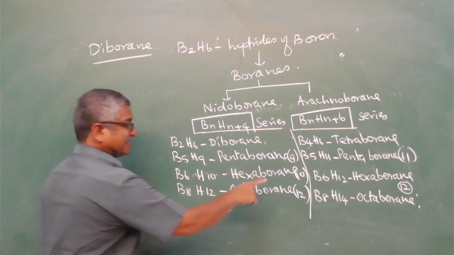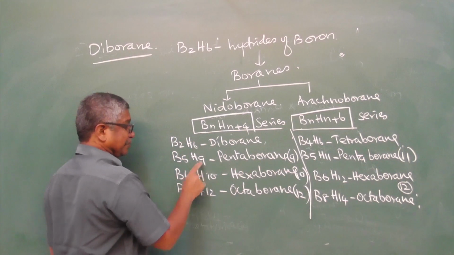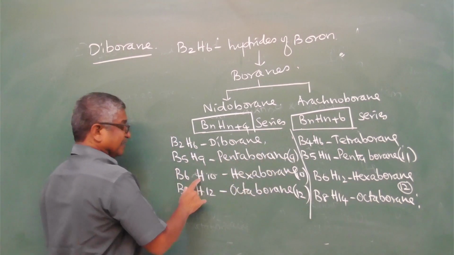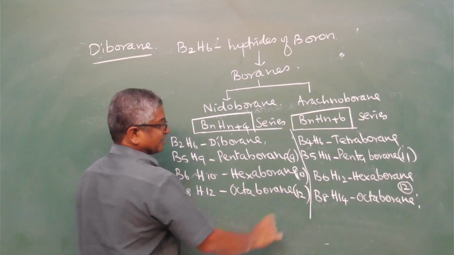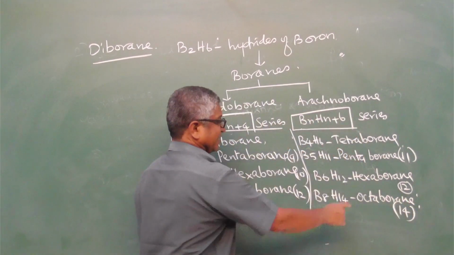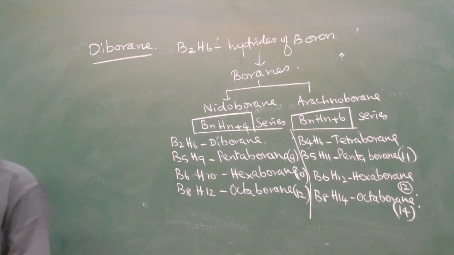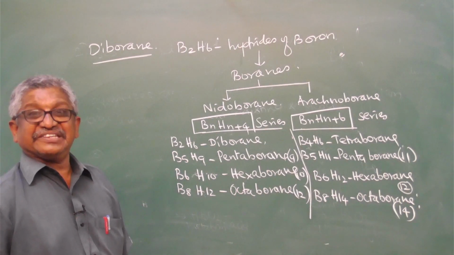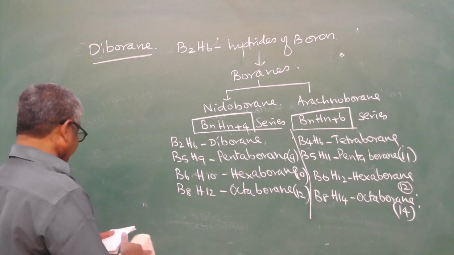Now, in the commercial nomenclature, the number of hydrogens of the borane compound is written in the bracket. Here 9 hydrogens are there, so 9 is written. 10 hydrogens, 10 is written in the bracket. 12 hydrogens, 12 is written. Here 14 hydrogens are available in octaborane in the arachnoboranes. So commercially, the number of hydrogens is written inside the bracket of that compound.